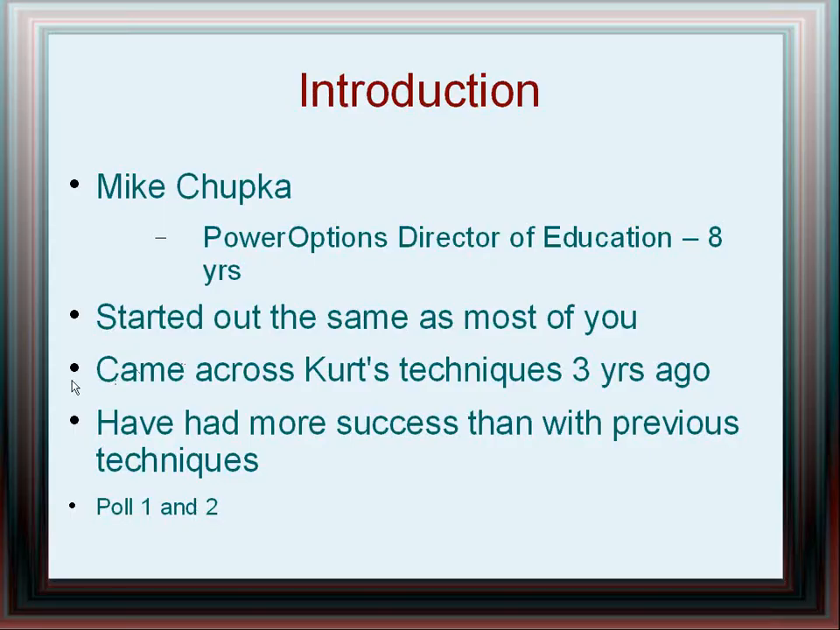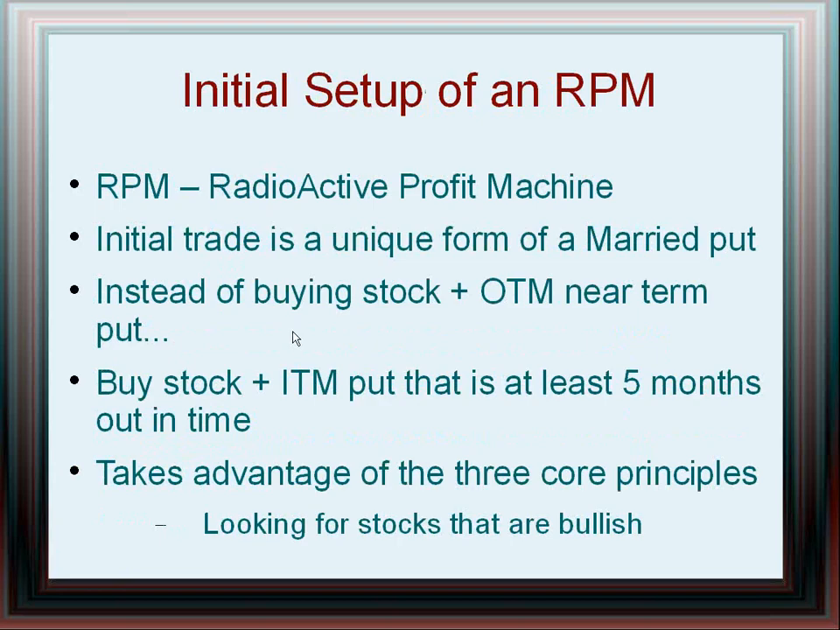Okay, we're back to our slide presentation, and let's talk about the initial setup of the RPM before we jump right into those 3 core principles. RPM stands for Radioactive Profit Machine. This is Kurt's term for the initial setup and then the trades that are made after it. Many of you are familiar with the married put position, and many of you have read free information at your broker, for example, or online, and are familiar that a married put is buying stock and maybe buying a 1-month out-of-the-money put option.